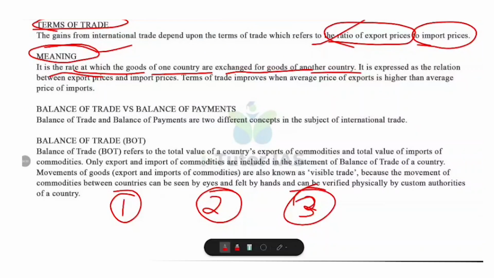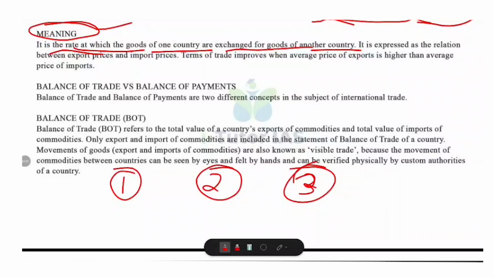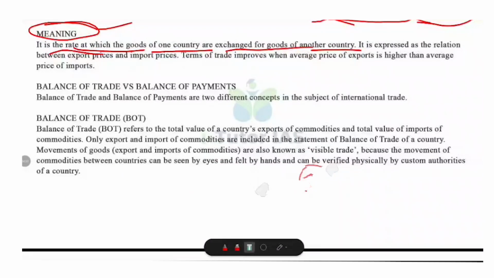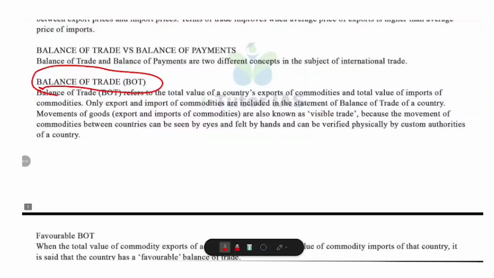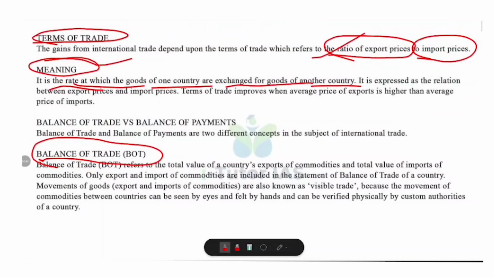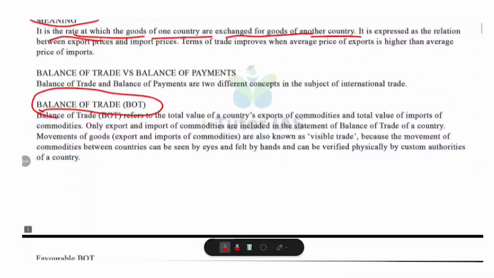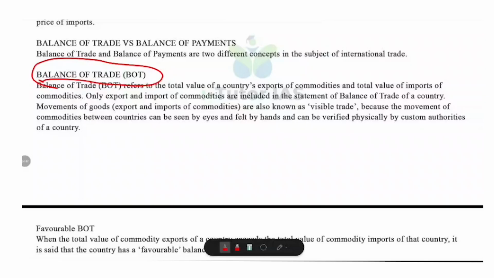Hope you understand. Okay, now let's look at another term, that is balance of trade. Do you know what is meant by BOT? We have already told about TOT, that is terms of trade. Now we are going to say about BOT or balance of trade. So balance of trade refers to the difference between the total value of a country's exports and imports of goods over a period of time.